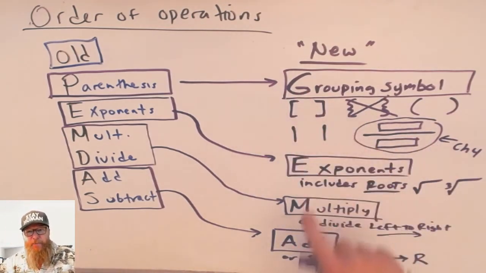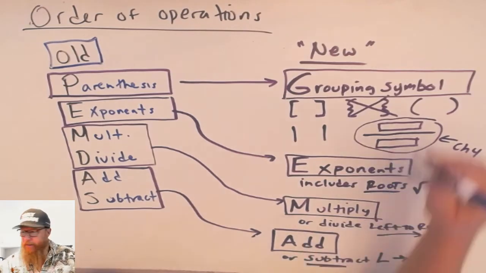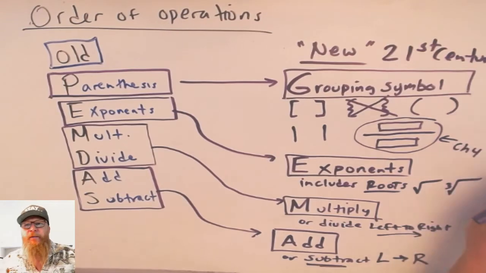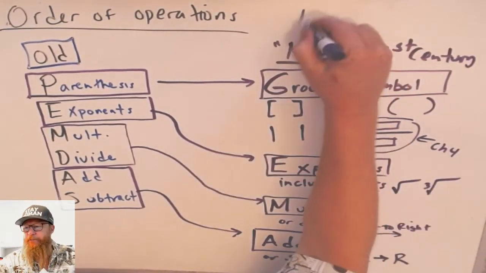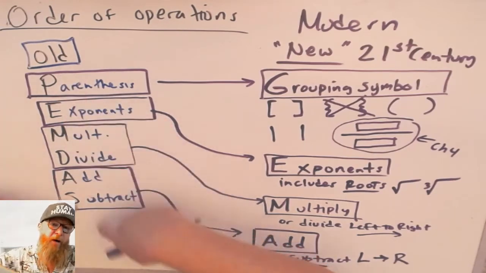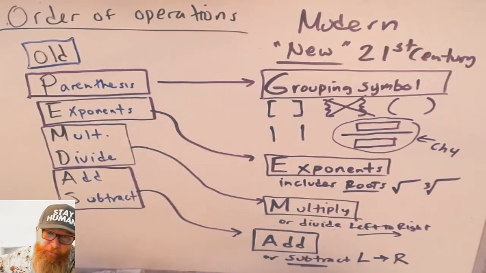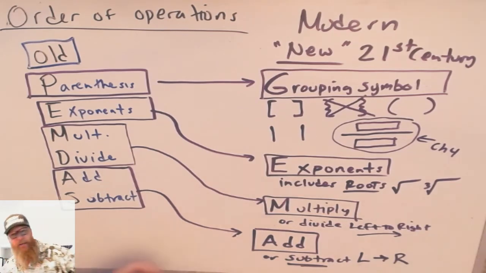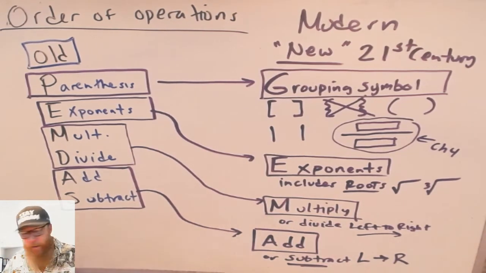Grouping symbols, exponents, multiplication, addition. This is the 21st century. The modern way. Although back then they thought that this was the modern way. Every time somebody makes something, they always think that they're the newest, hippest thing, right? I remember I used to be cool once. I don't know.